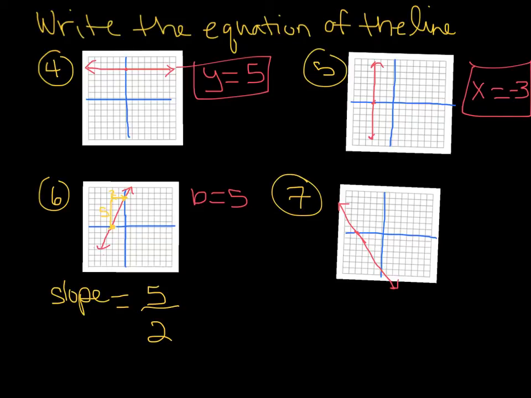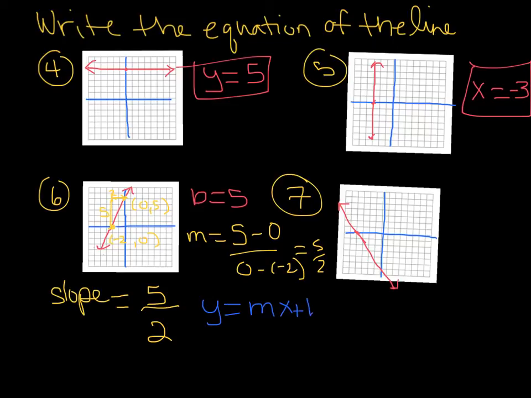The other way you can find your slope is by using these 2 points. The first one is (0, 5), the second one is (-2, 0), and you can use the formula. m equals y2 minus y1 over x2 minus x1. That would give you 5 minus 0 over 0 minus -2, which is still 5 over 2. So you can see both ways work. Choose whatever one's easier for you. In the end, we're going to put it all together in slope-intercept form. We get y equals 5 over 2 x plus our y-intercept, which is 5.